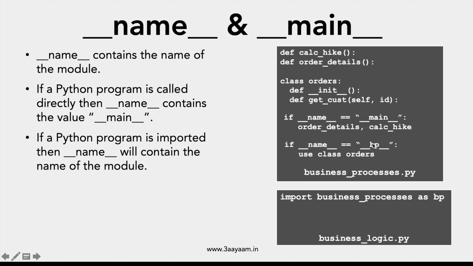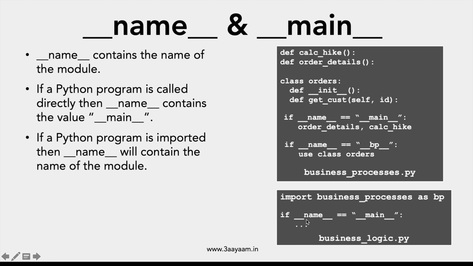And if name equal to, let's say, BP, then use class orders or something like that. Or you can omit this second option completely. It is not needed at all. This block of code would be executed only when the program is running by itself in a standalone mode. Else, you can use the functions as you want to.